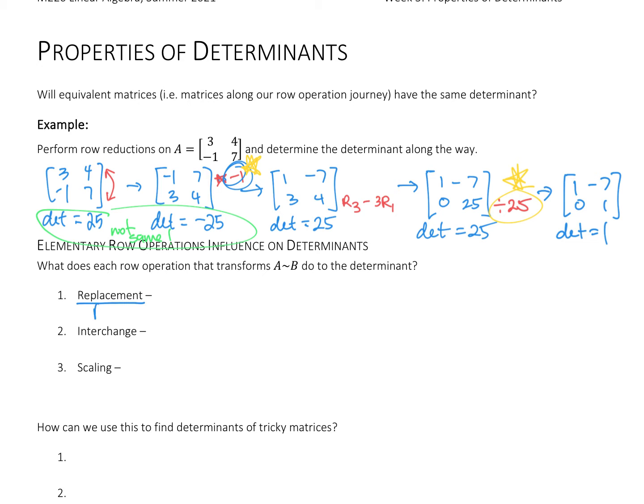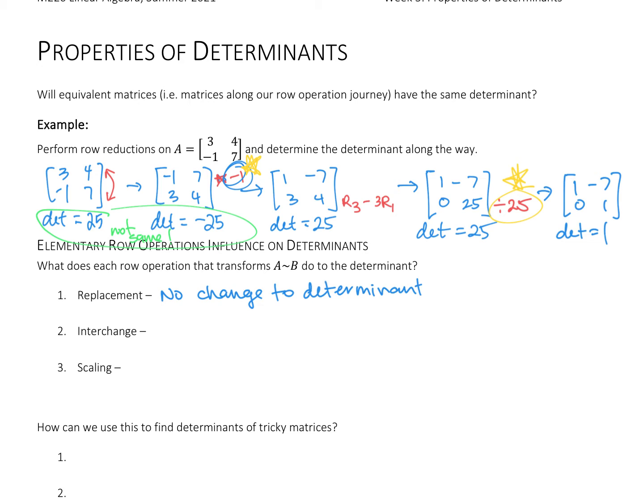It just needs to be row n plus or minus some scalar times some other row. Let's try that again. All right, so a replacement: no change to our determinant.